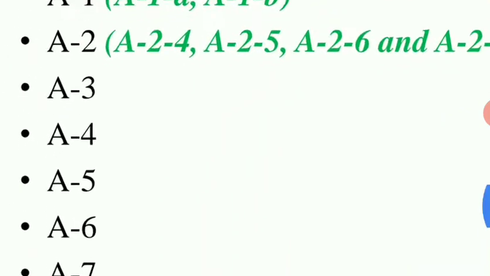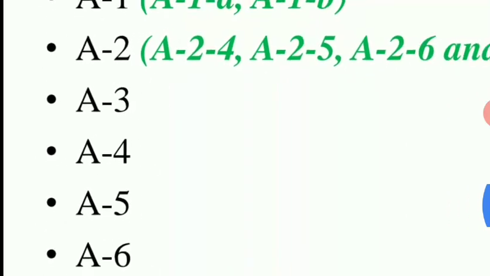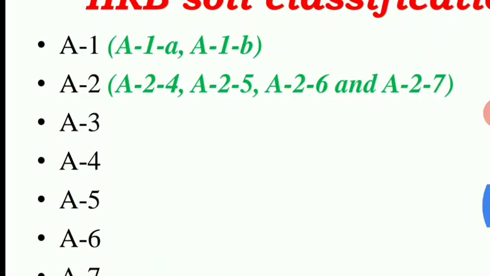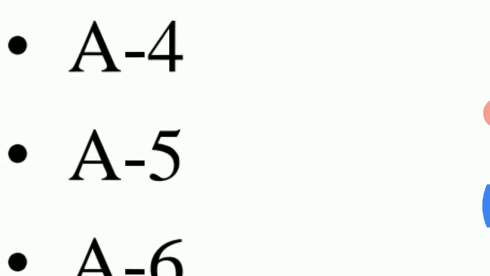And coming to the third one, that is the A3 group. This A3 group of soils consists mainly of uniformly graded medium or fine sand, similar to beach sand or desert blown sand. These stream deposited mixtures of poorly graded fine sand with some coarse sand and gravel are also included in this A3 group. So coming to the next, that is A4 soils.